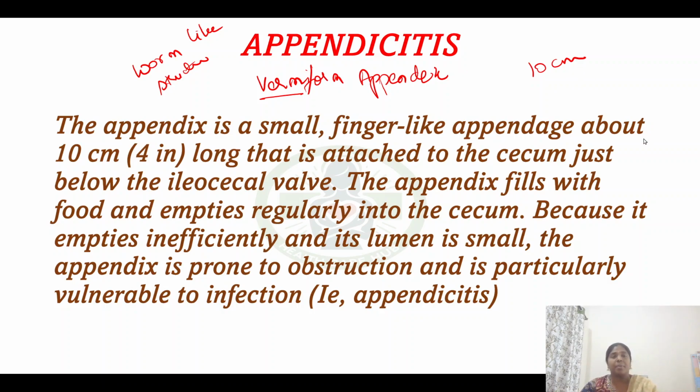It is a finger-like appendage, and it is attached to the cecum. When you look at the ascending colon, we will find this cecum region. There, near the ileocecal wall, we will find this one. So the appendix is prone to obstruction, and it is particularly vulnerable to infection causing appendicitis.